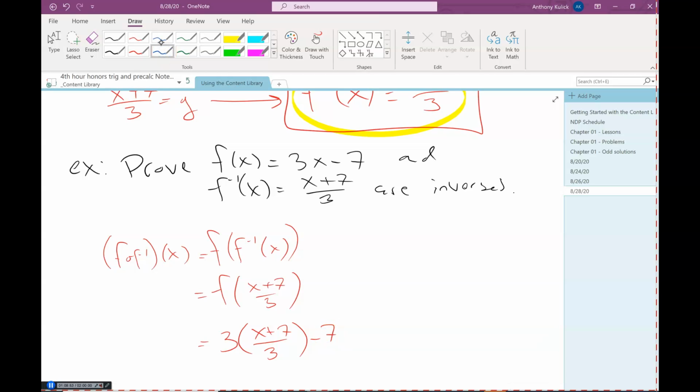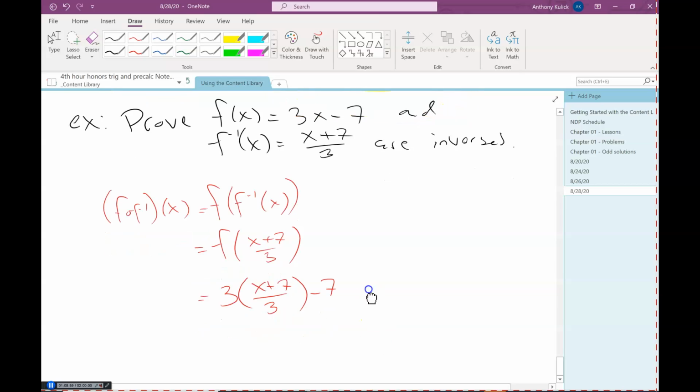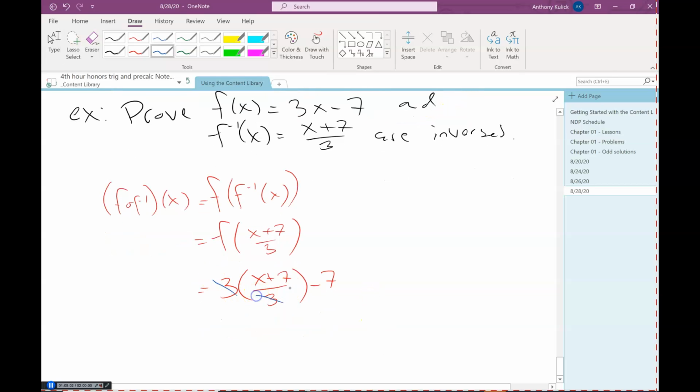So f of anything, I'm going to plug that thing in for x. Is everybody okay with the composition? Any objectors? Okay. The times 3 and the divides by 3 cancels out. I can drop the parentheses, and the plus 7 and minus 7 cancel out. And I'm left with just x, which is what I wanted to have happen.